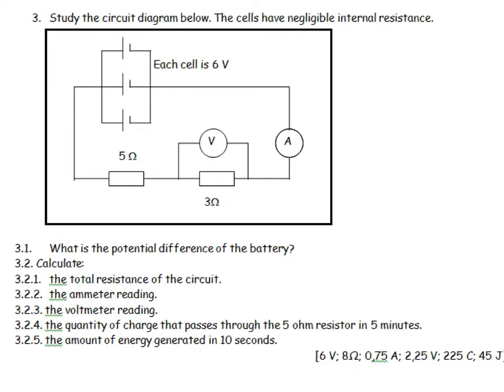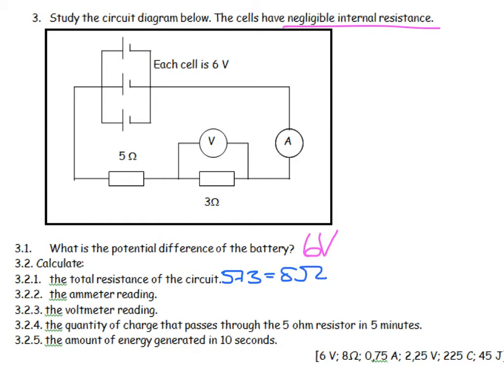Got the circuit diagram over here. What is the potential difference of the battery? Because they are connected in parallel now, my potential difference of the battery is going to just be 6 volts. There's no internal resistance in this particular story. What is the total resistance of the circuit? Well, it's a very simple circuit. They're just two resistors in series, so it's going to be 5 plus 3, which is equal to 8 ohms.